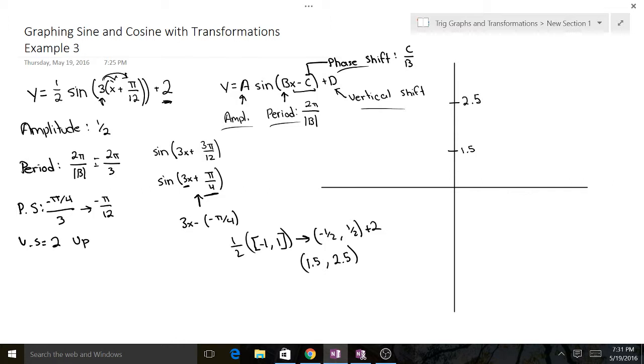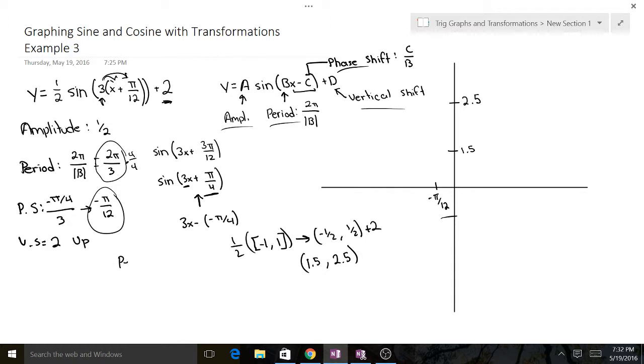Okay, so now we've got some nasty fractions for our period and our phase shift. We know our phase shift is negative pi over 12, so I can write that in here. That's where my graph is going to start. And now the period is 2 pi over 3. So let's try to get this to have a denominator of 12 so we can work with what we already have. So 2 pi over 3, we multiply by 4 over 4 to get a denominator of 12. And that's going to give us a period.